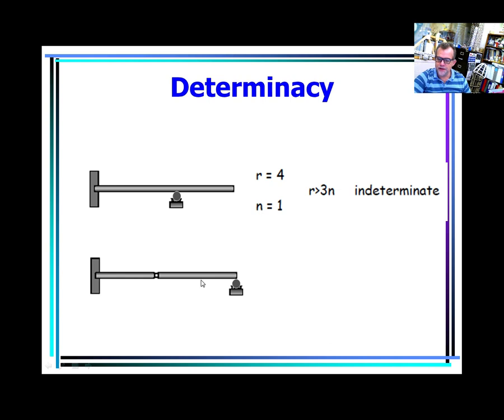Look at this one here. 3, 4, and I say the hinge is like an internal pin, right? So 2, 4, 6, 3, and 2, 5, and 1, 6. R equals 6, and then you have 2 bodies, 1 and 2. And because 6 is equal to 3 times 2, that is statically determinate.